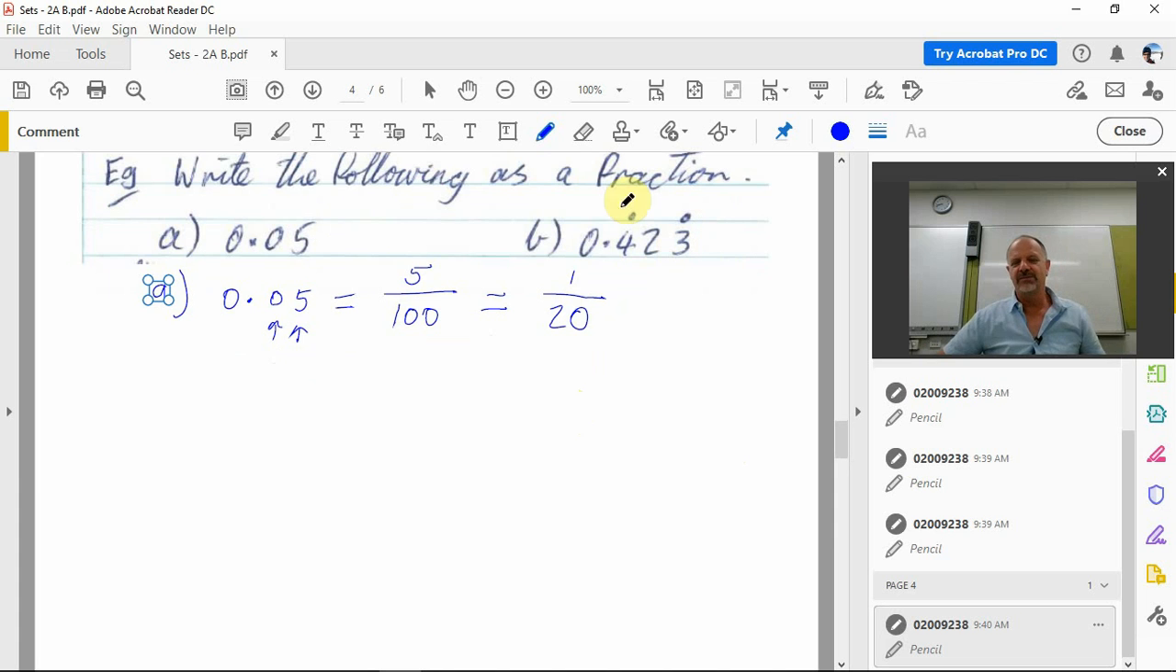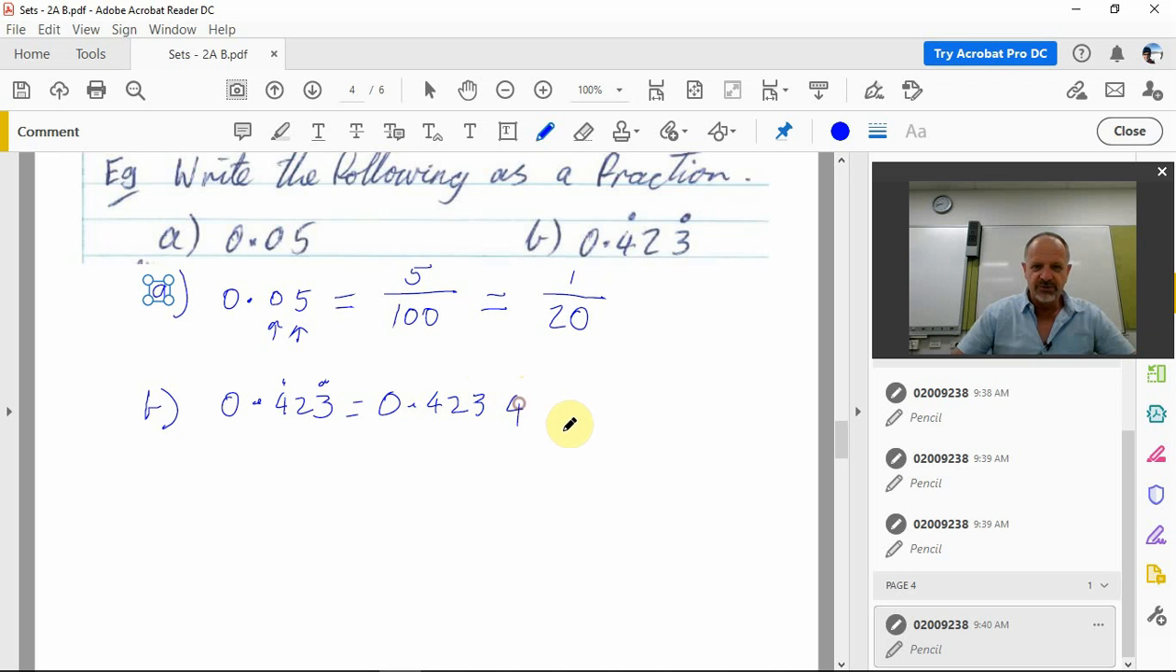But what if you've got something like this? We've got some things repeating. So part B is 0.423, and that group is repeating. So if we're going to write it out, 423, 423, 423, and so on. So I'm going to call that equation number 1.